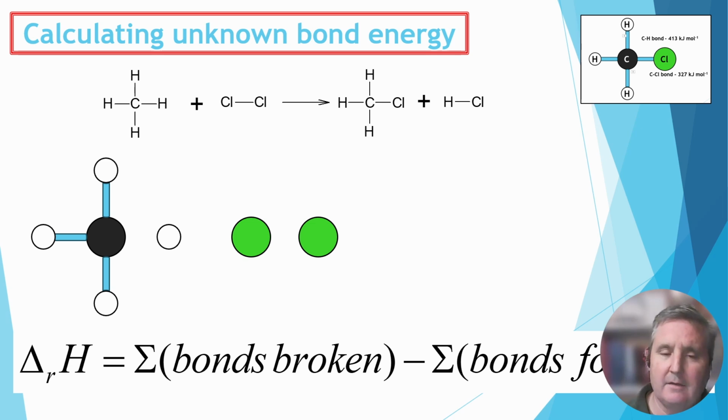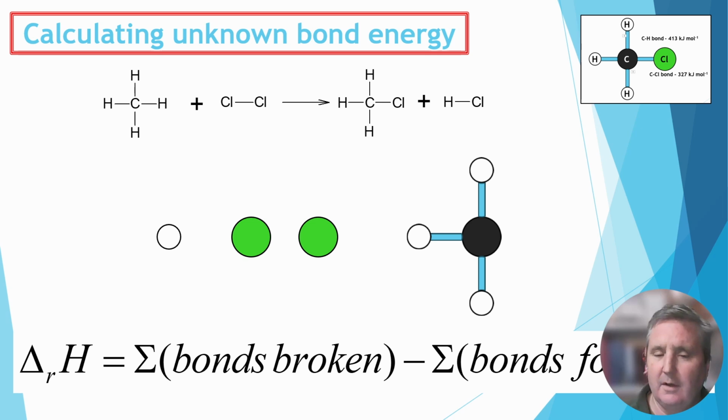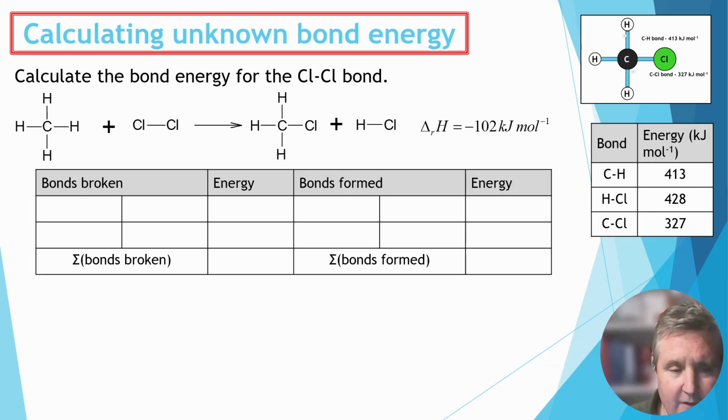And I'm going to break this chlorine to chlorine bond, because what I'm essentially going to do is then take one of the broken chlorines and attach it. So the new bond I'm forming is the carbon to chlorine bond, and then I'm going to put together the hydrogen and the chlorine again, and the new bond I'm going to produce here is the hydrogen to chlorine. So I've broken 2 bonds and formed 2 bonds. I don't have to break all of the other carbon to hydrogen bonds. Okay, so let's see if we can carry out this calculation now.